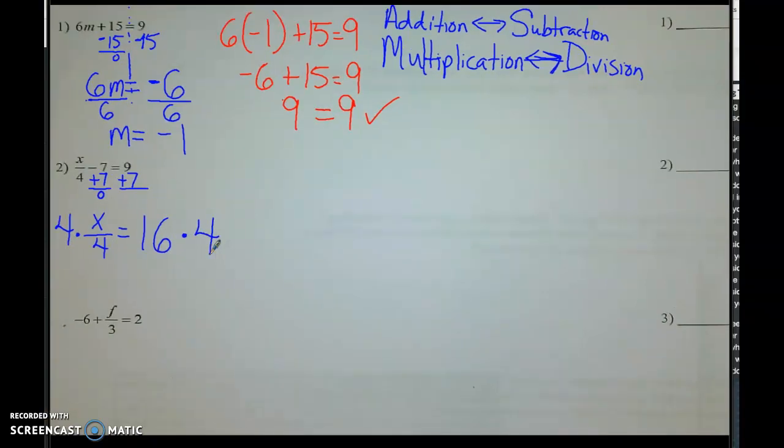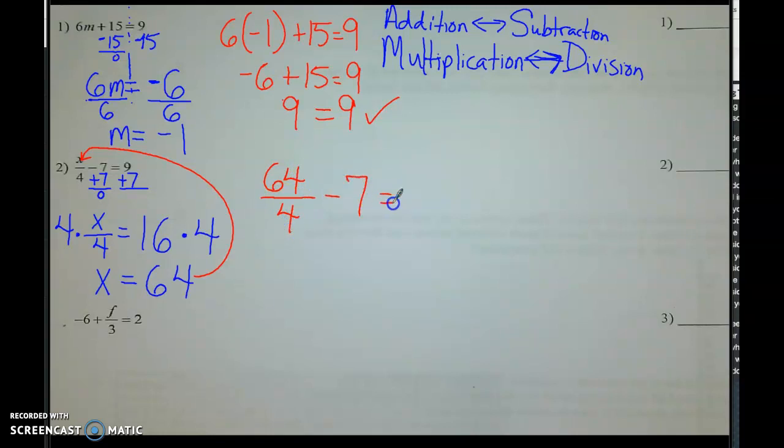Now, this is going to end up leaving me with x equals, and then 16 times 4 gives me 64. Now, again, I can check it and see if I'm right. So I'm going to take that x and put it right back in my equation. That's going to look like 64 divided by 4 minus 7 equals 9. Working through, 64 divided by 4 is 16, minus 7. 16 minus 7 is 9. Okay, so I'm correct.